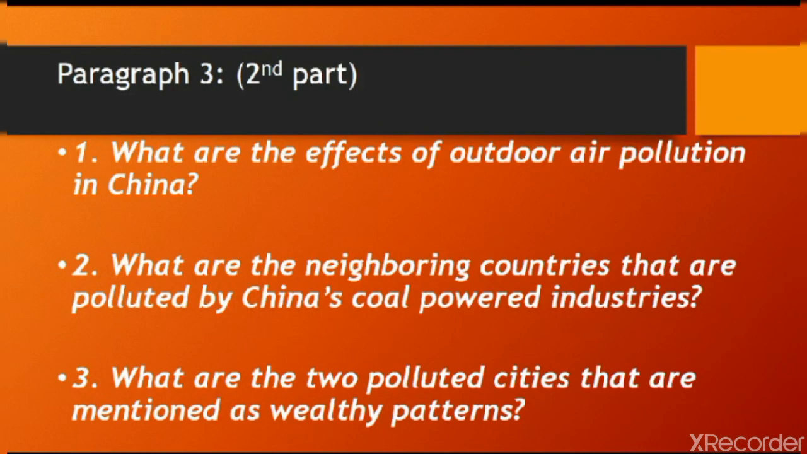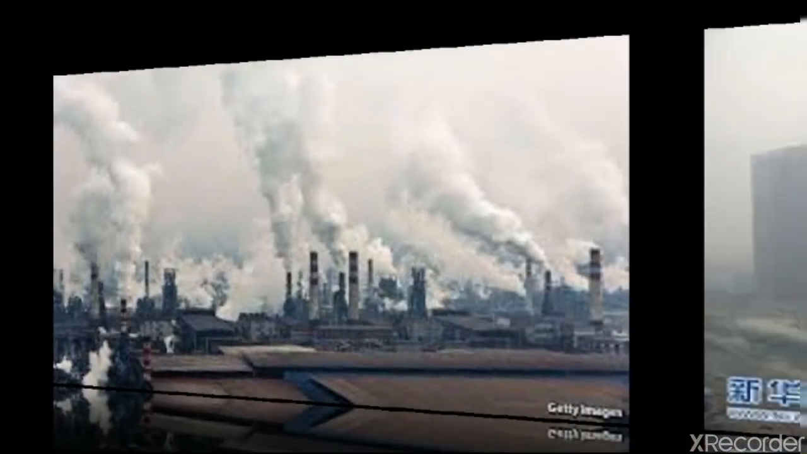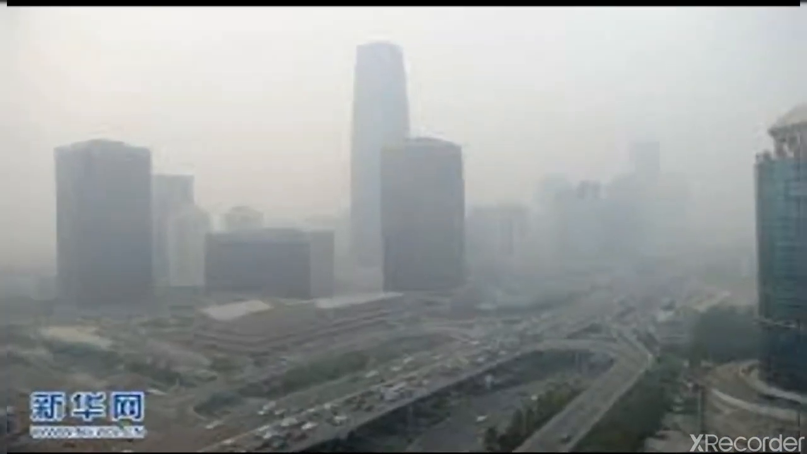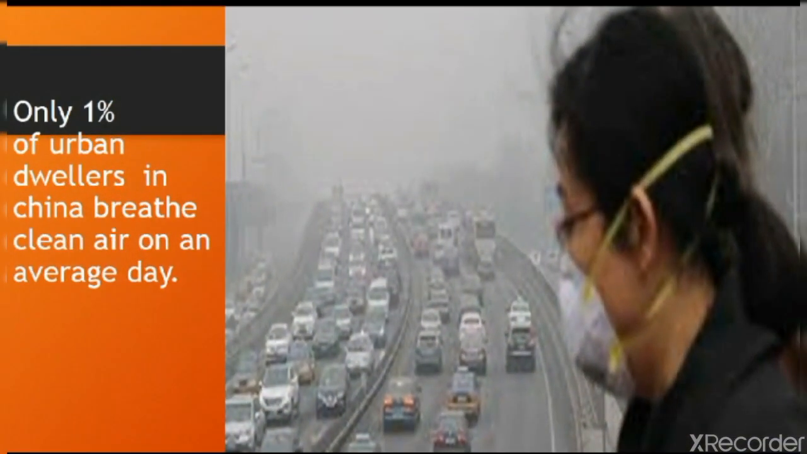According to paragraph 3, second part, what are the effects of outdoor air pollution in China? What are the neighboring countries that are polluted by China's coal-powered industries? What are the two polluted cities that are mentioned as wealthy, rich countries? Outdoor pollution also causes disease and illness, especially in industrial cities such as Beijing, China, where cancer is the leading cause of death. China relies heavily on coal, which is considered the dirtiest source of energy.